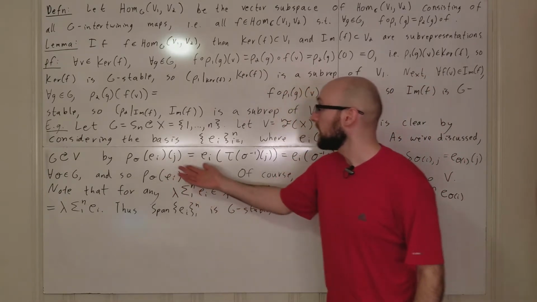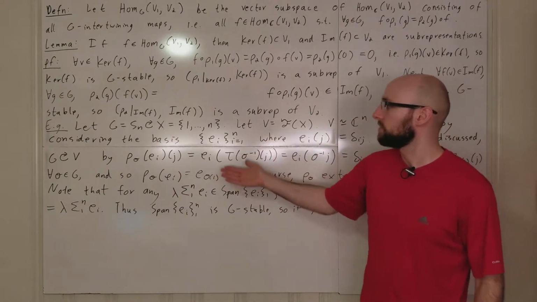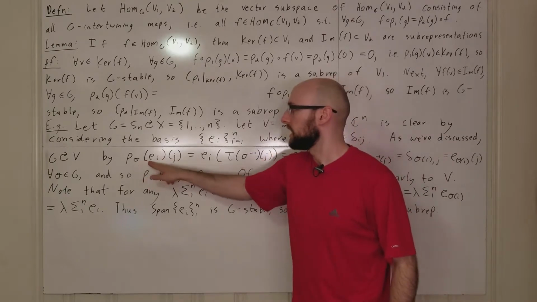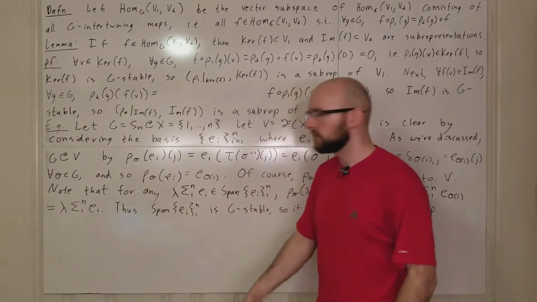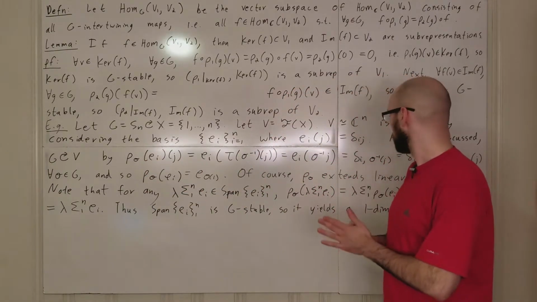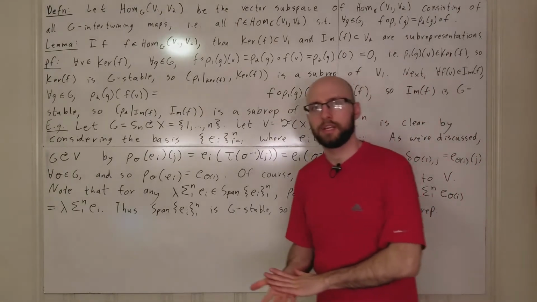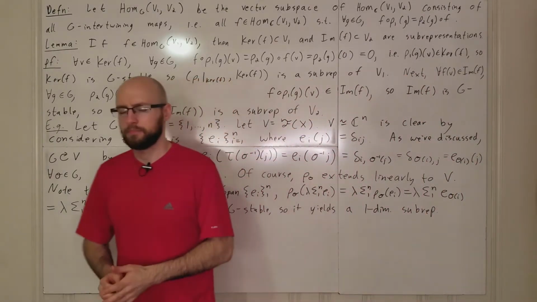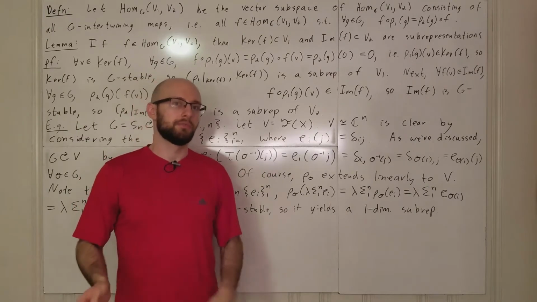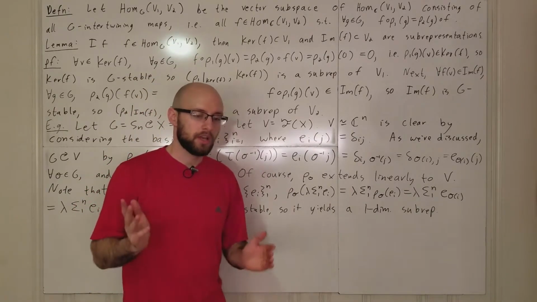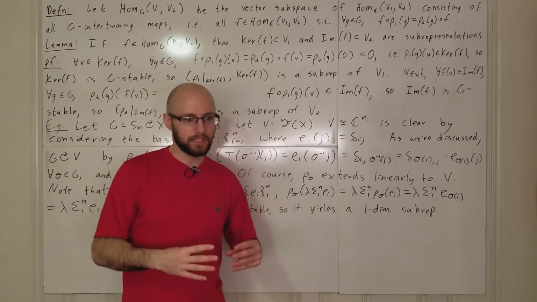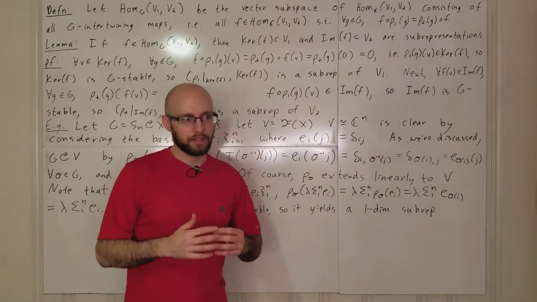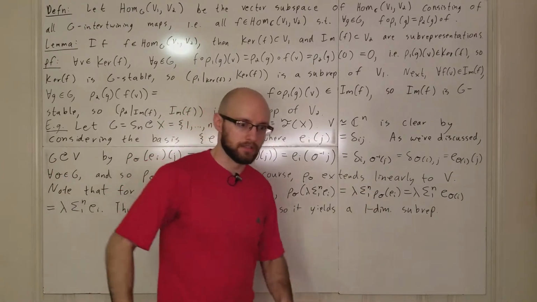Okay, so that's how this representation is defined on basis elements, and you just extend it linearly to the whole vector space. And you can do that in general. That's something that we do a lot with representation theory. You have a function and you define it on a basis, and once it's defined on a basis, you can extend it linearly.